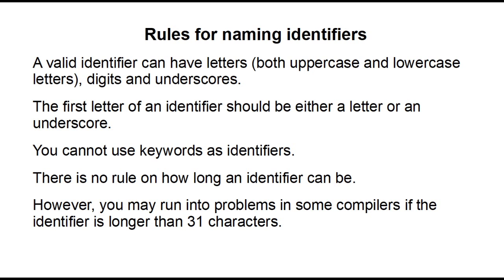Here are some rules for naming identifiers. A valid identifier can have alphabets, digits and underscores. The first letter of an identifier should be either a letter or an underscore. You cannot use keywords as identifiers. There is no rule on how long an identifier can be. However, you may run into problems in some compilers if the identifier is longer than 31 characters. So these are the important points to remember about C programming.